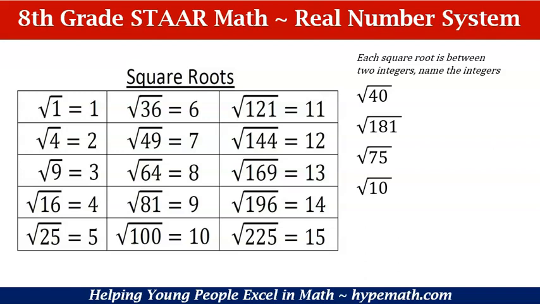We have the square root of 40, the square root of 181, the square root of 75, and the square root of 10. So starting with the square root of 40, look to see which square roots that square root falls in between.